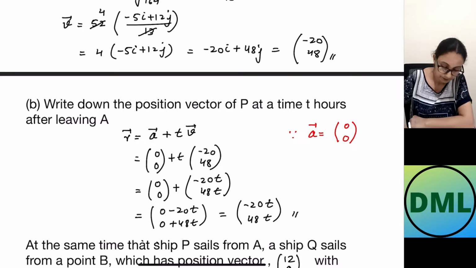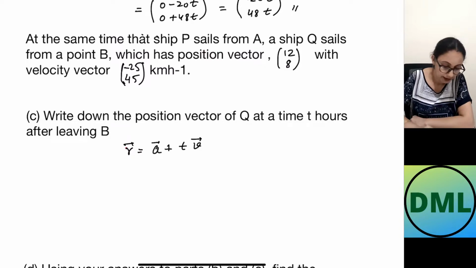Now, at the same time as ship P sails from A, a ship Q sails from a point B, which has the position vector (12, 8), with the velocity vector -25i plus 45j kilometers per hour.